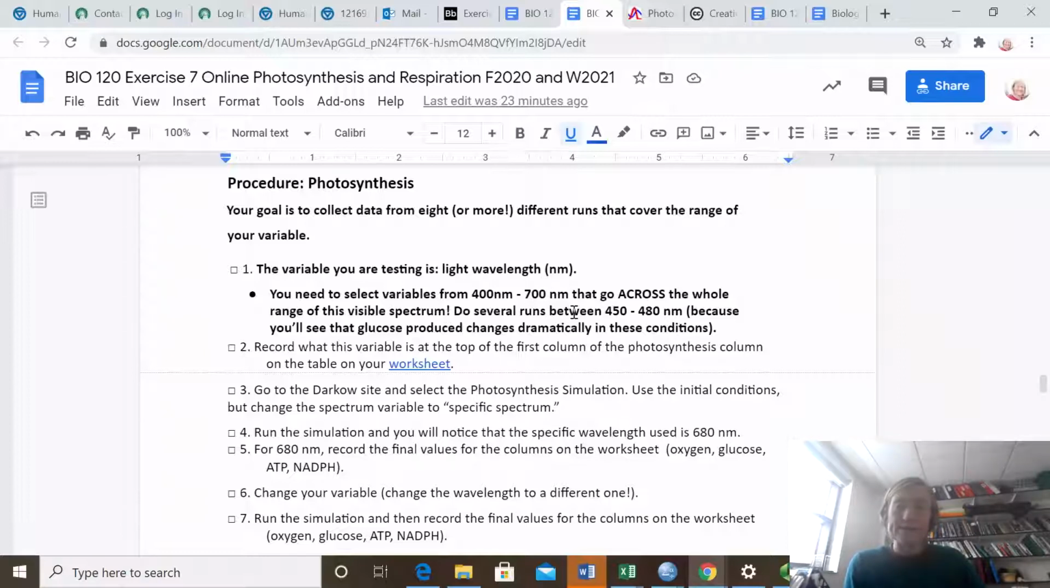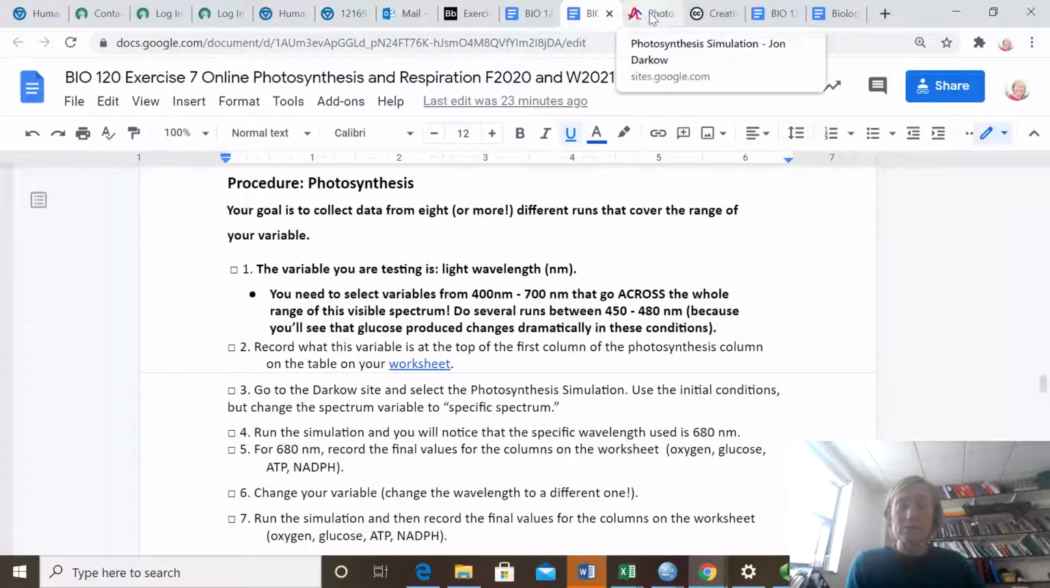You're going to run it at least 8 times, but I also mention here, do several runs between 450 and 480 nanometers. That's because there are big changes in how much glucose is produced, how much photosynthesis happens in these different wavelengths. So we want to measure that, okay? And then you're going to record your data on the worksheet.